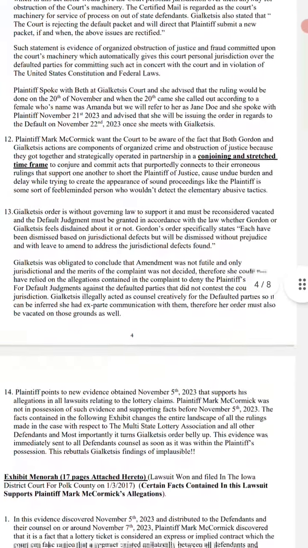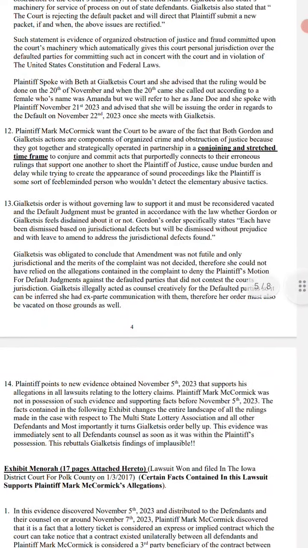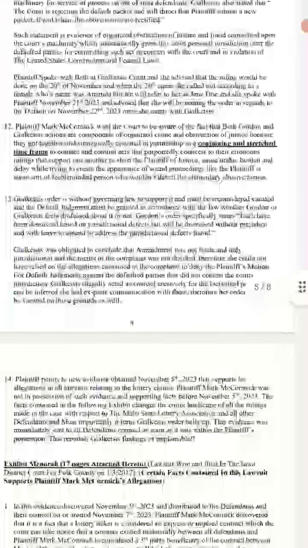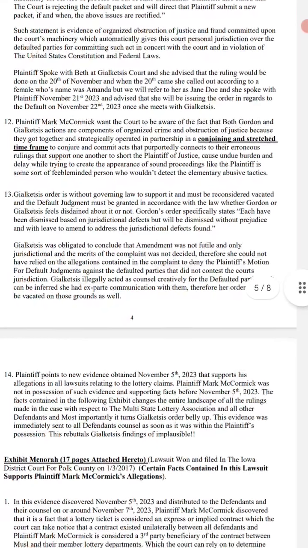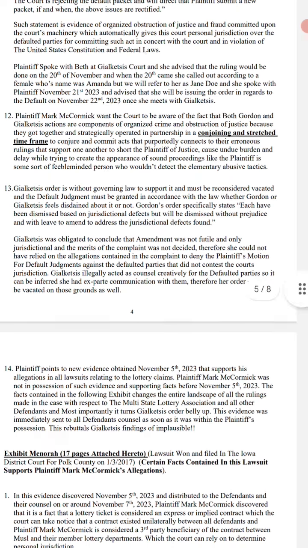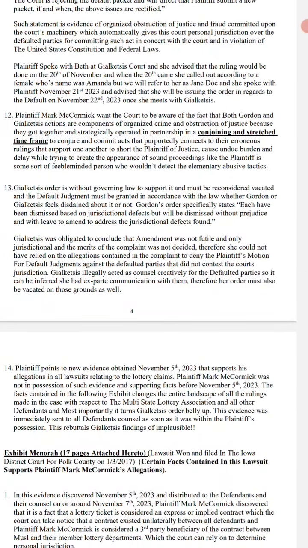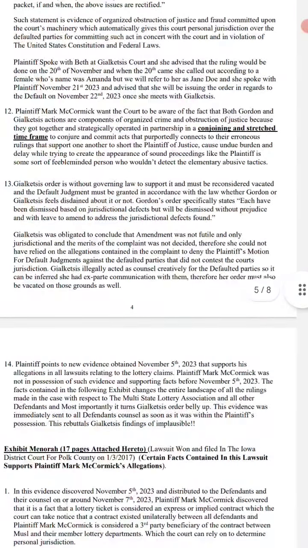Their act can be considered intentional due to the fact that they had an obligation to sign the cards and send them back, and they didn't, which is considered an intentional act against this court's machinery, which in this act alone would give the court personal jurisdiction over them anyways for obstruction of the court's machinery. Okay, the certified mail is regarded as the court's machinery for service of process on out-of-state defendants. Gialketsis also stated that the court is rejecting the default packet and will direct the plaintiff to submit a new packet if and when the above issues are rectified.